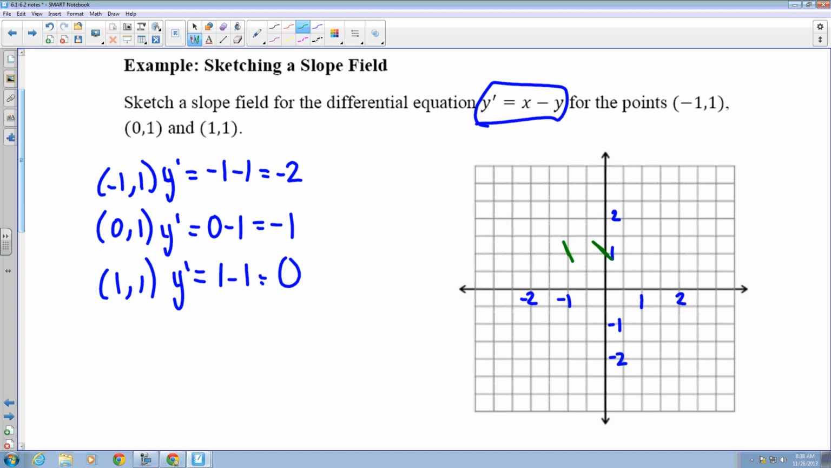So notice how the difference between my two dashes, the one at (negative 1, 1) is a little bit sharper than the one at (0, 1). And at (1, 1), our slope is 0, which is a horizontal line. Okay, so it's a very small slope field. Most slope fields have several points.